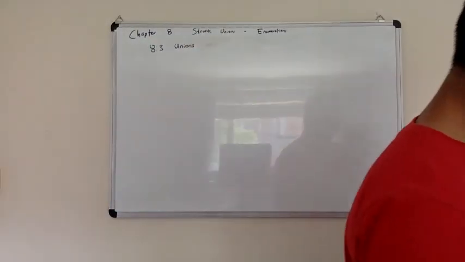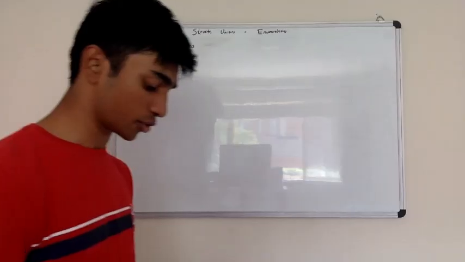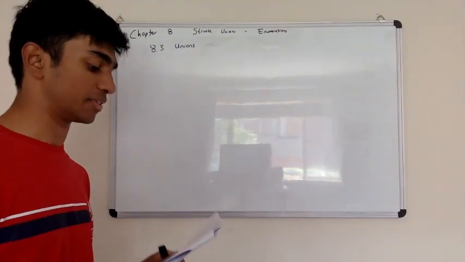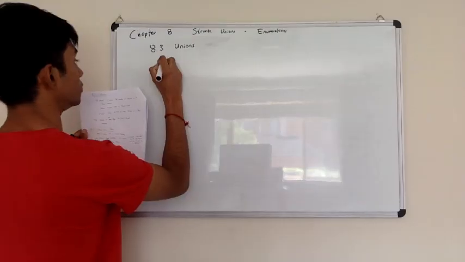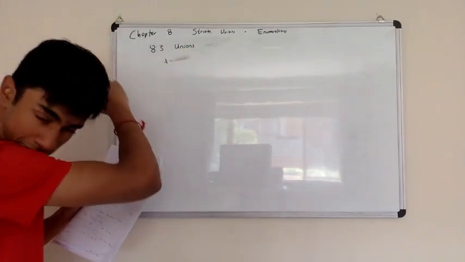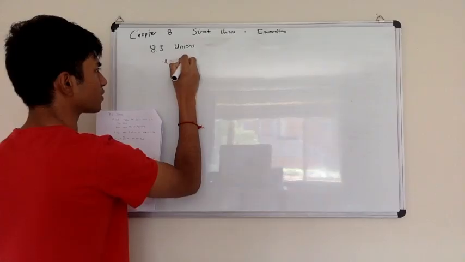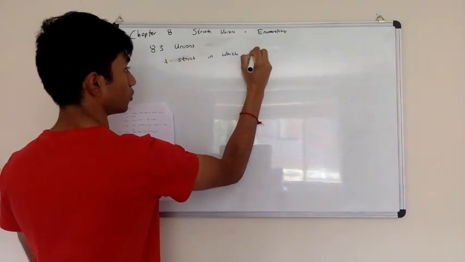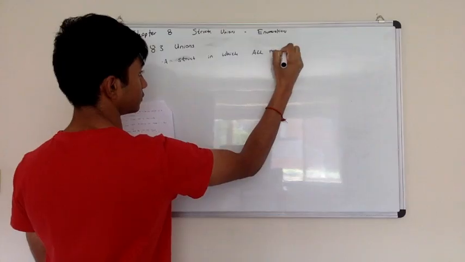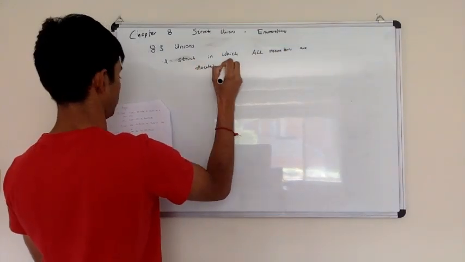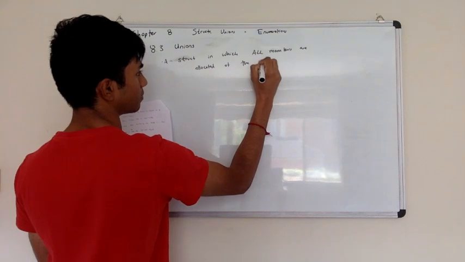All right, so now we move on to 8.3, which is about unions. From our introduction, we saw that unions are basically a very specific type of struct. So a union is a struct in which all members are allocated at the same memory address.